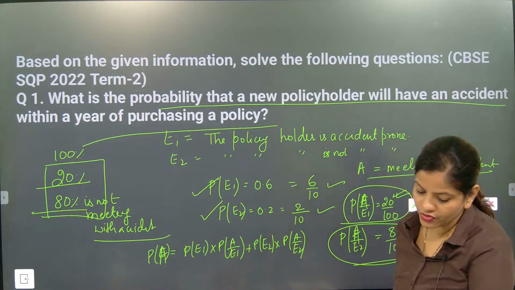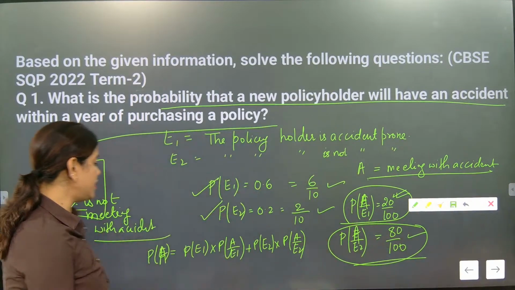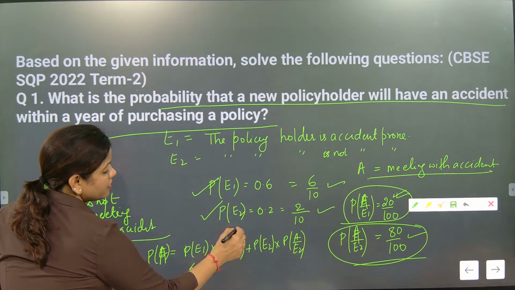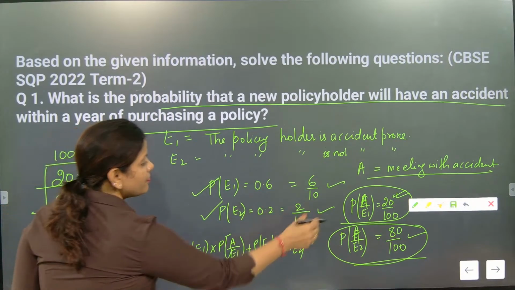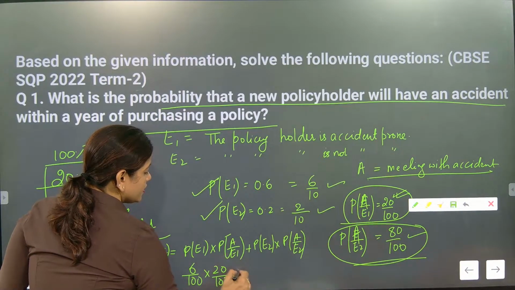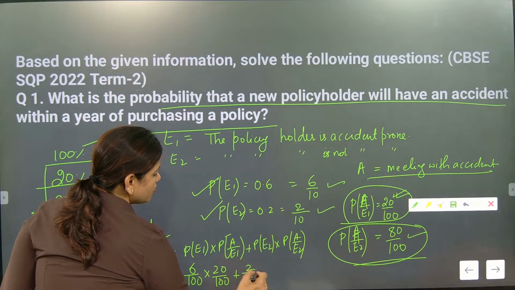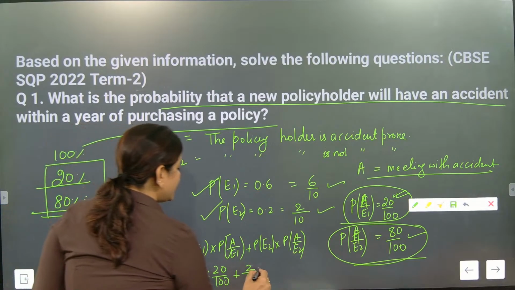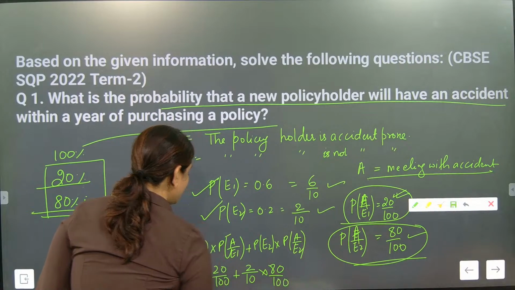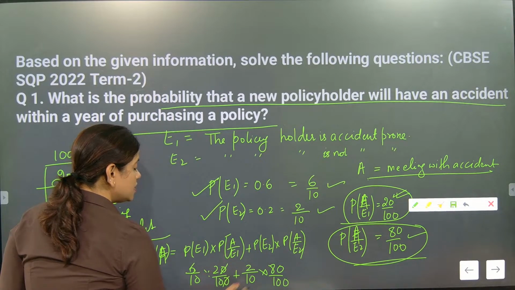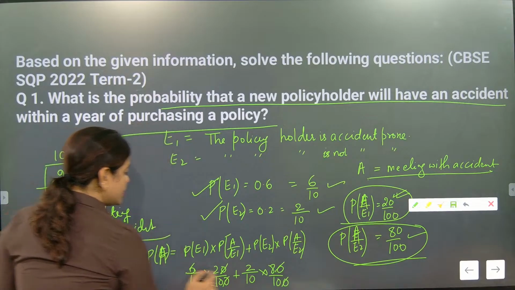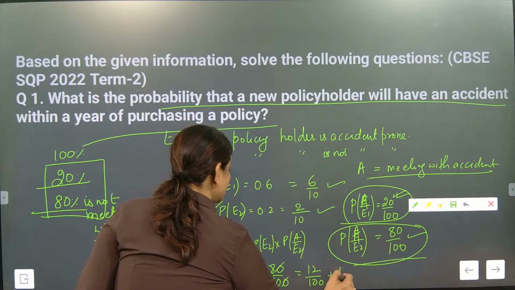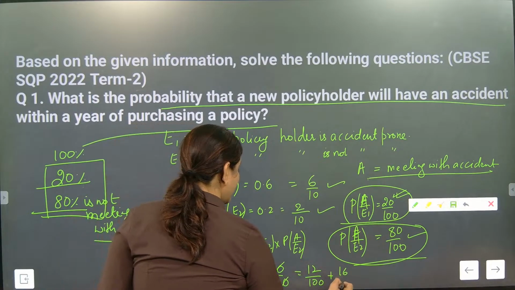Now you need to solve it. So here 6 by 100 into P of A by E1, which is 20 by 100, plus the remaining 2 by 10 into 80 by 100. And this will give you the answer, because this and this got cancelled. What is the answer? 12 by 100 plus 16 by 100.